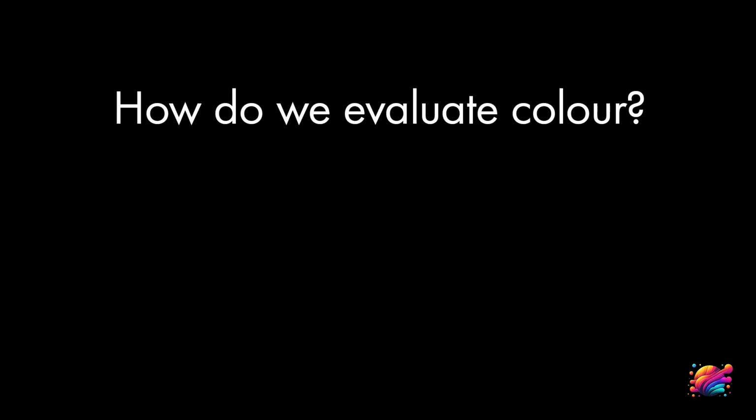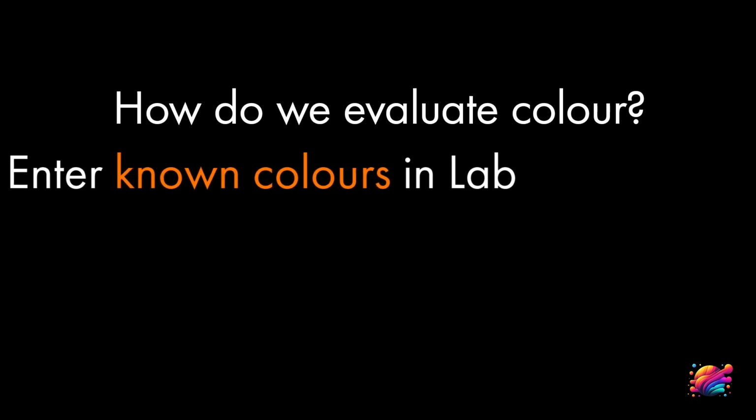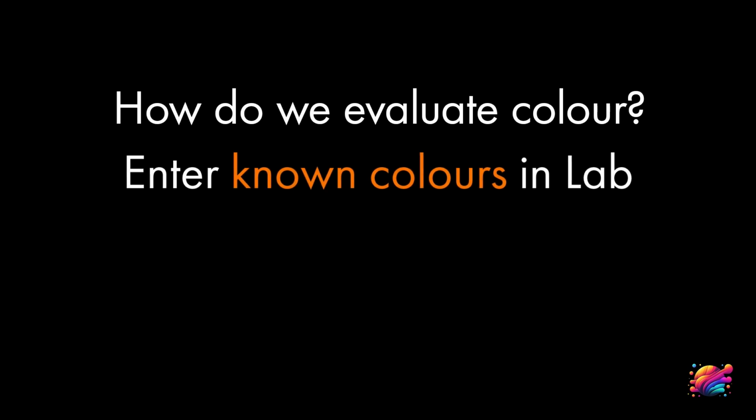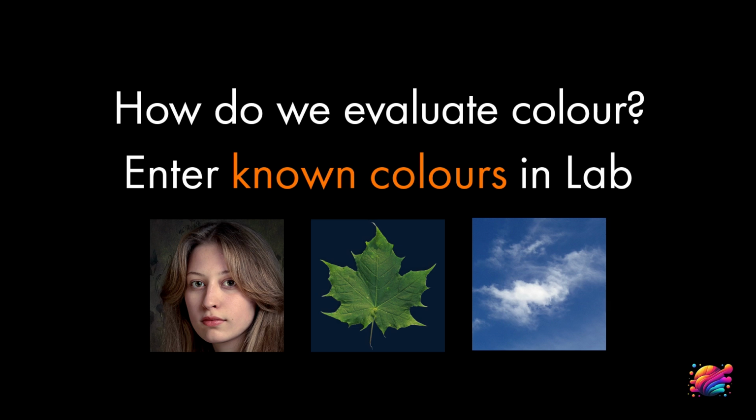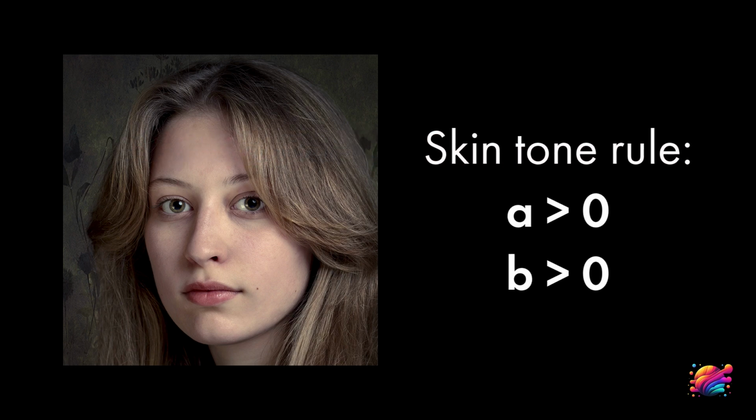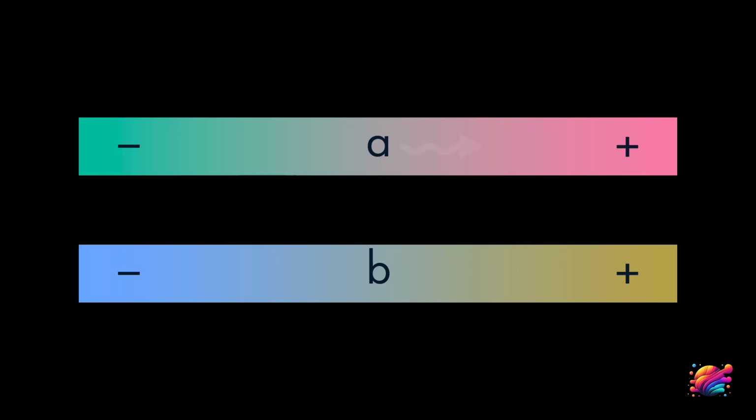LAB is useful because there are formulas that allow us to understand whether a color is realistic or not. These are the formulas for so-called known colors, which are typical of very common subjects: skin tone, vegetation, sky, and so on. We will not go into detail, but the rule on skin tone states that normally both A and B must be positive. As far as A is concerned, this means that the skin tone tends towards magenta, while as far as B is concerned, it means that it tends towards yellow.